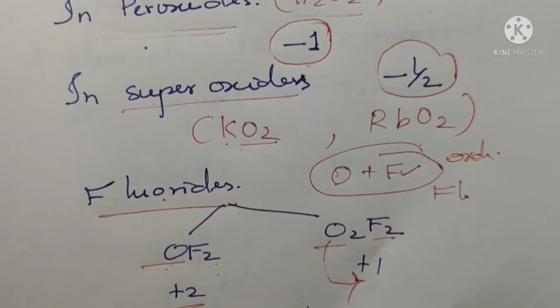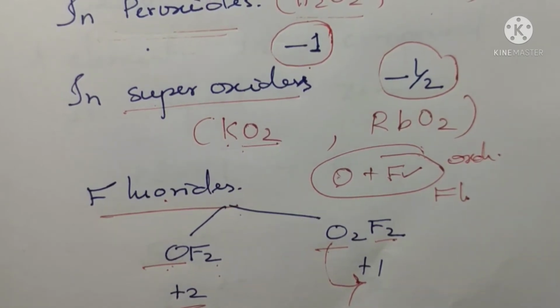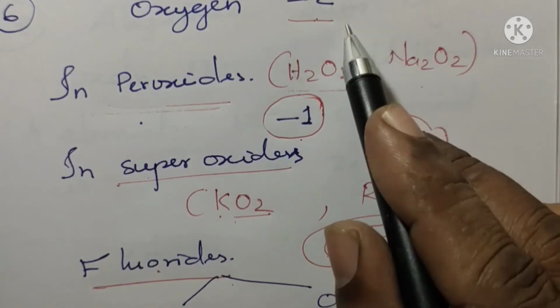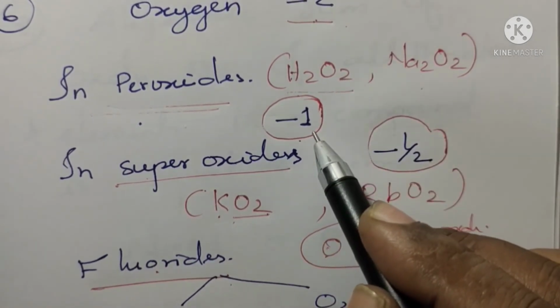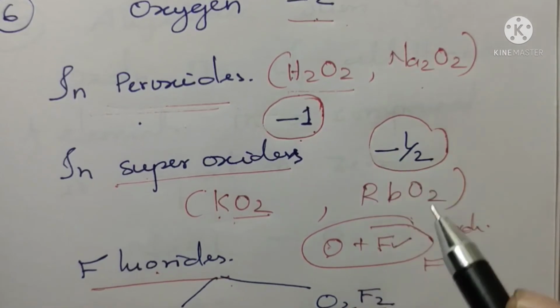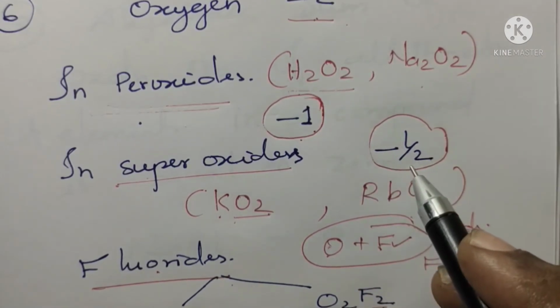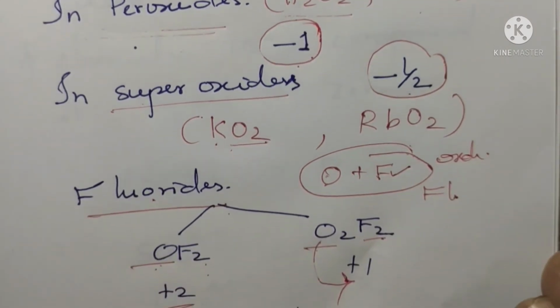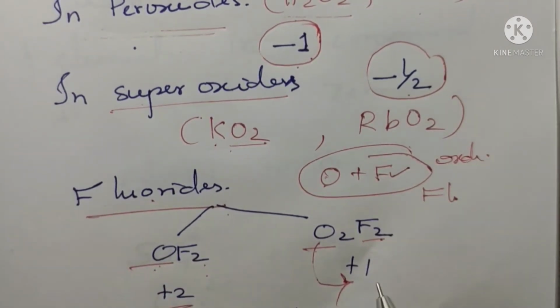So what about the oxidation state of oxygen? Normally the oxidation state of oxygen is -2. But in the case of peroxide, it is -1. In the case of superoxide, -1/2. In fluorides, its oxidation state is +2 and +1, positive.